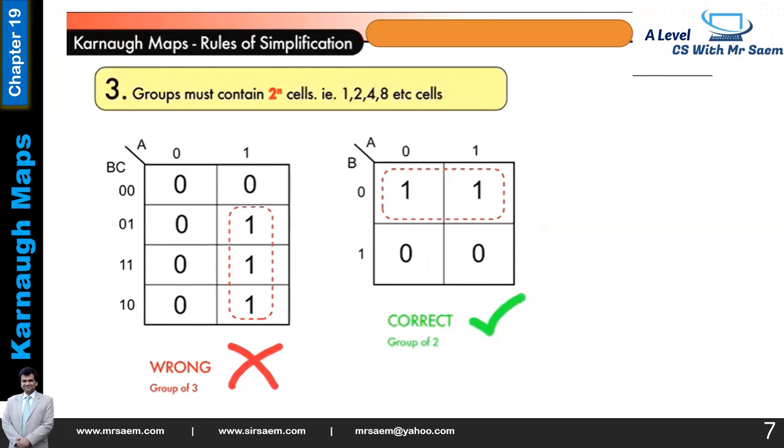The third rule specifies that we can always group the ones in 1, 2, 4, or 8. We are not allowed to group in odd numbers, in a group of 3, in a group of 5, in a group of 7. We can't do that. So this grouping, as you can see over here, where we group 3 ones, is not the way Karnaugh maps are done. We have to group in 1, 2, 4, 8. You just have to remember this.